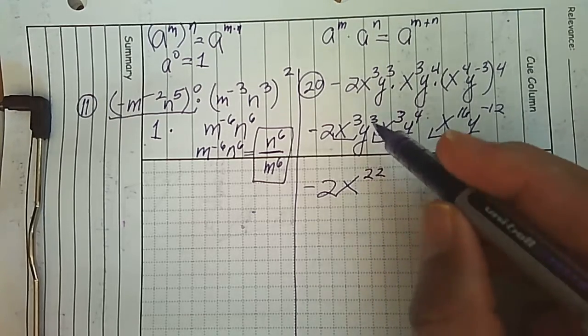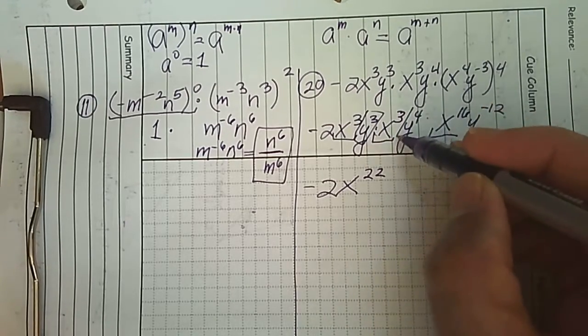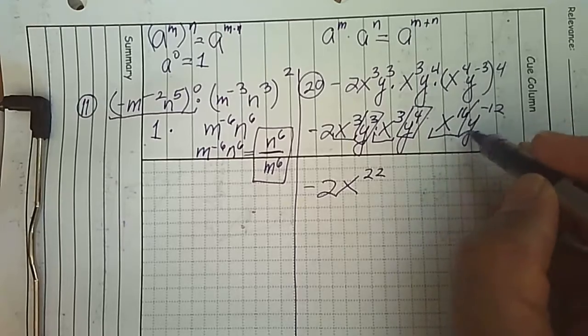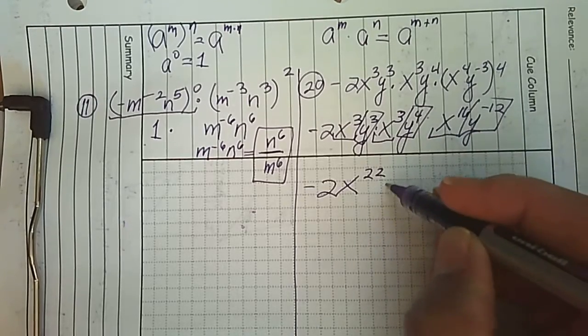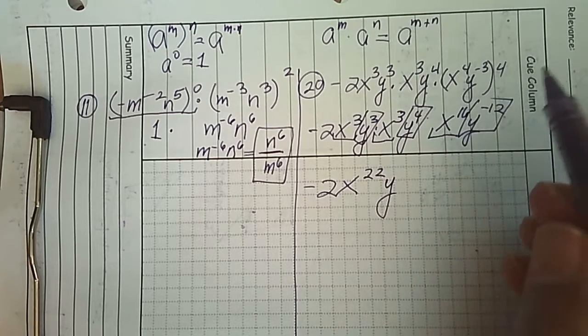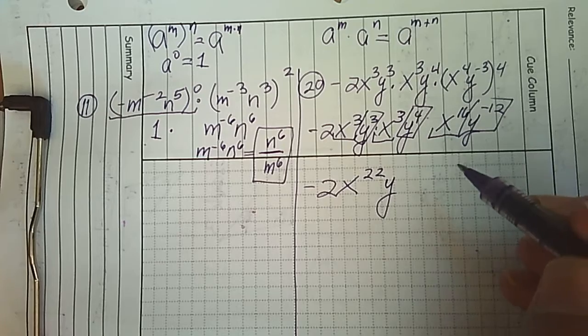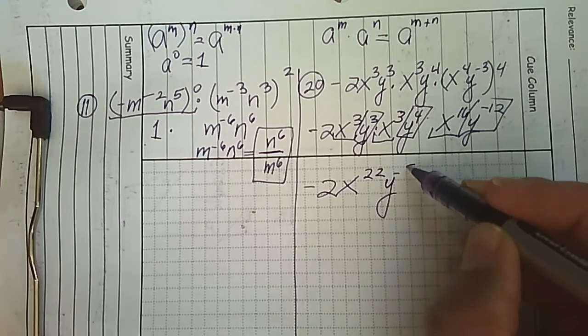Now let's do the y's. This can be combined with this other y, and that with this other y. The base will be the same, and then you add the exponents. 3 plus 4 is 7, and 7 minus 12 will be negative 5.